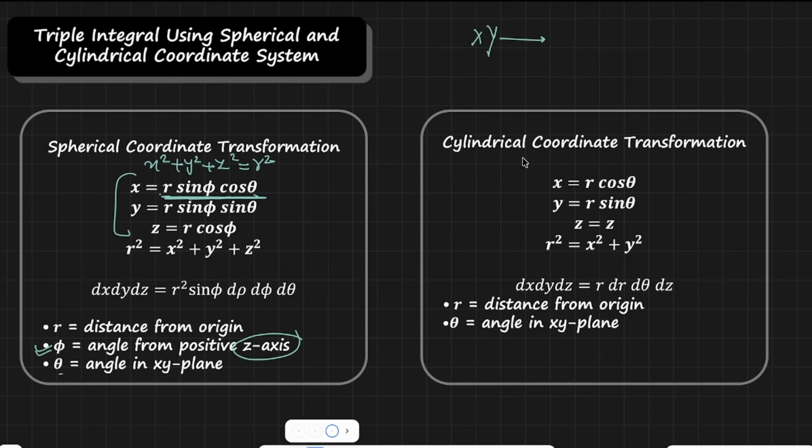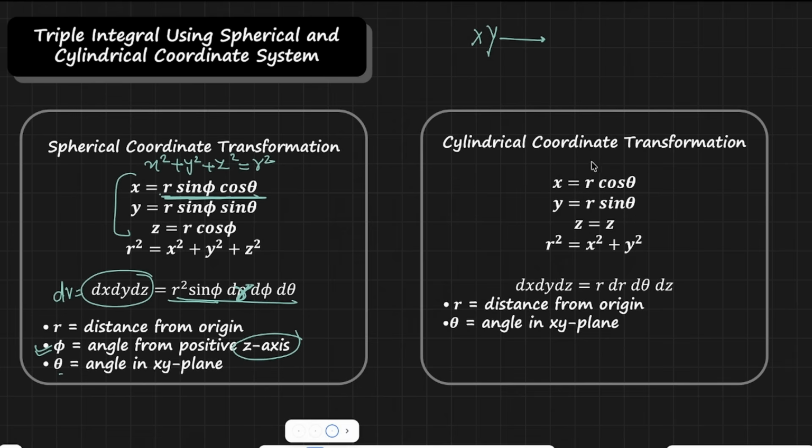Another one is the cylindrical coordinate system. Before going to this, you also have to replace dV, meaning dx dy dz. That will be r square sin phi dr d phi d theta, instead of dx dy dz.